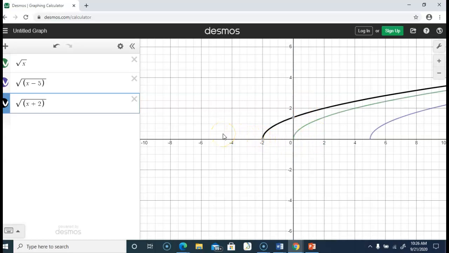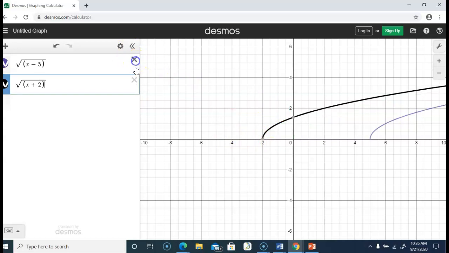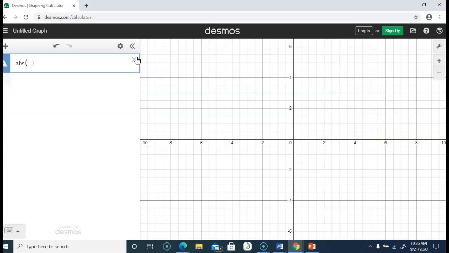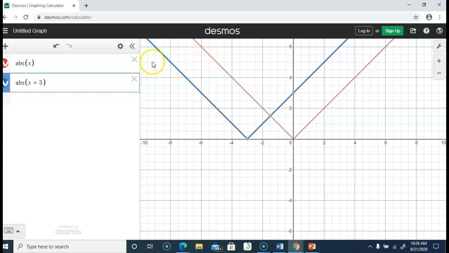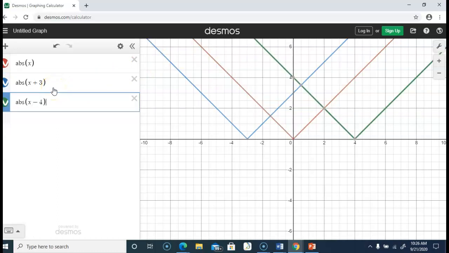We could do the same thing with absolute values. If we have the absolute value of x, then here's our V graph. And if we do some kind of translation to it, for instance, x plus 3, you can see that moved it to the left 3 units. And again, if I do maybe x minus 4, that's going to move it to the right 4 units. So whatever happens inside the parentheses is going to shift it left or right, depending on if it's a positive or a negative.